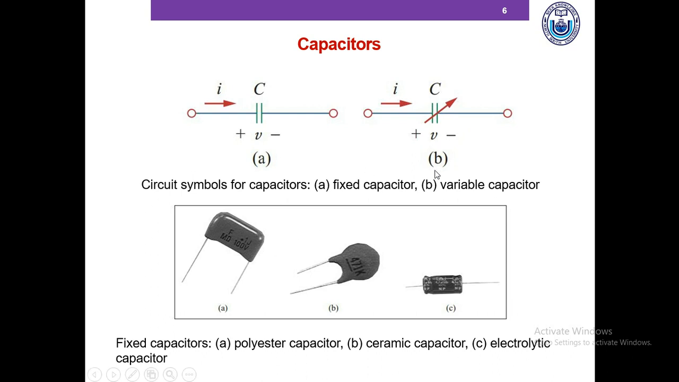So here are some of the symbols and examples of the capacitor. This is a fixed capacitor and this is a variable capacitor. And capacitors are often named based on the dielectric material. So if the dielectric is polyester, you have a polyester capacitor. Dielectric could be ceramic, dielectric could be glass. A dielectric is a material that is not a good conductor of electricity and that has very high resistance.